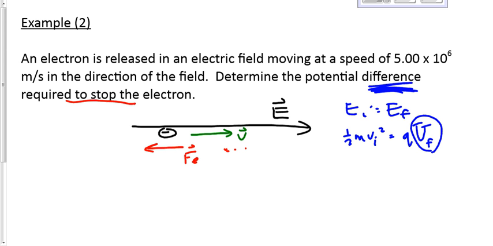It says electrons release the field. Yep. They need to speed in the direction of the field. Yeah. So if it's moving in the direction of the field, it's the direction of the field. No, it's moving with the field. Okay. Because of its inertia, it's moving with the field. Okay. The force is opposite to the field, though.